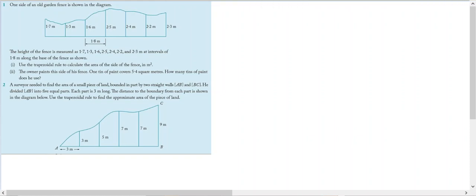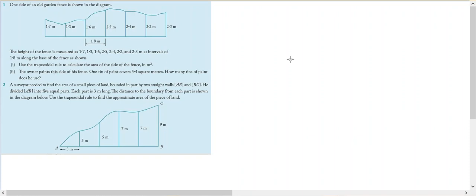Okay, so let's work through the following question. One side of an old garden fence is shown in the diagram. This is your fence, and the height of the fence is measured. You have all these height intervals, and it's split up into intervals of 1.8 meters. Using the trapezoidal rule, calculate the area of the side of the fence in meters squared.